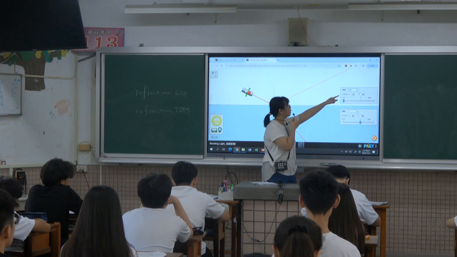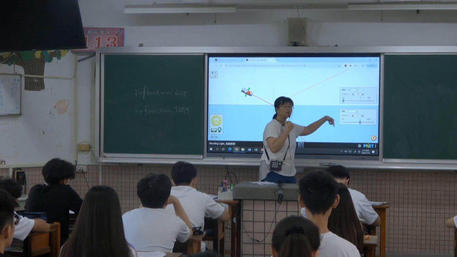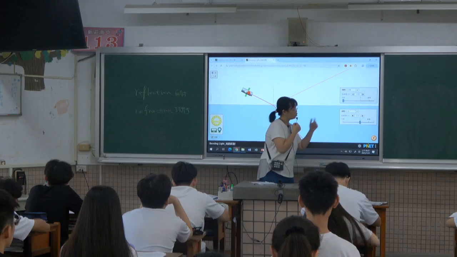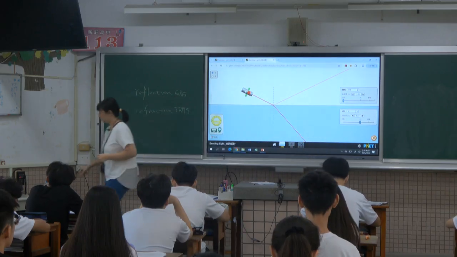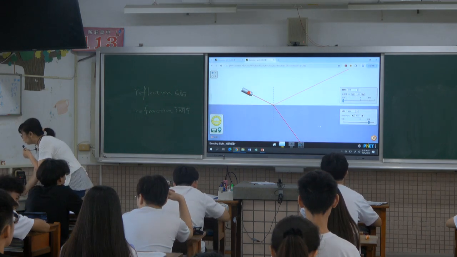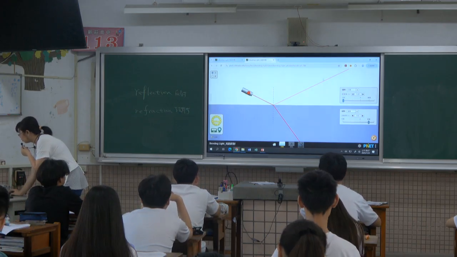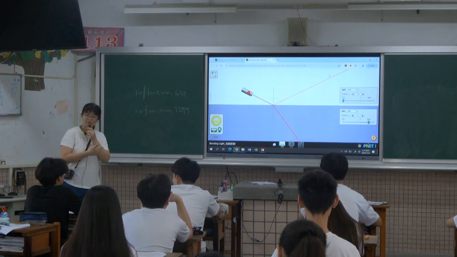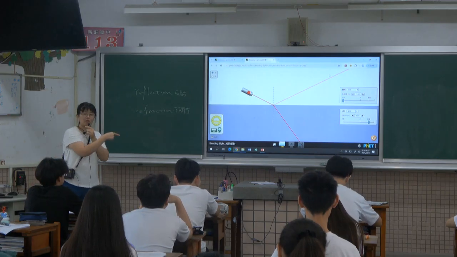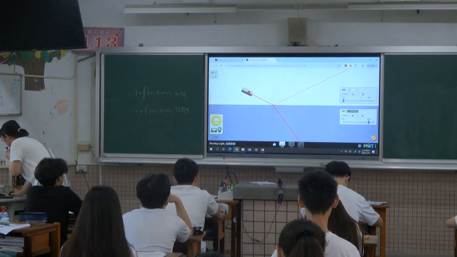This one is also air, but this one I want to change to a solid. I choose acrylic. No, glass. So you can see I changed to glass. The partial reflection is similar, but the refraction is something different. Do you find something different? Again.